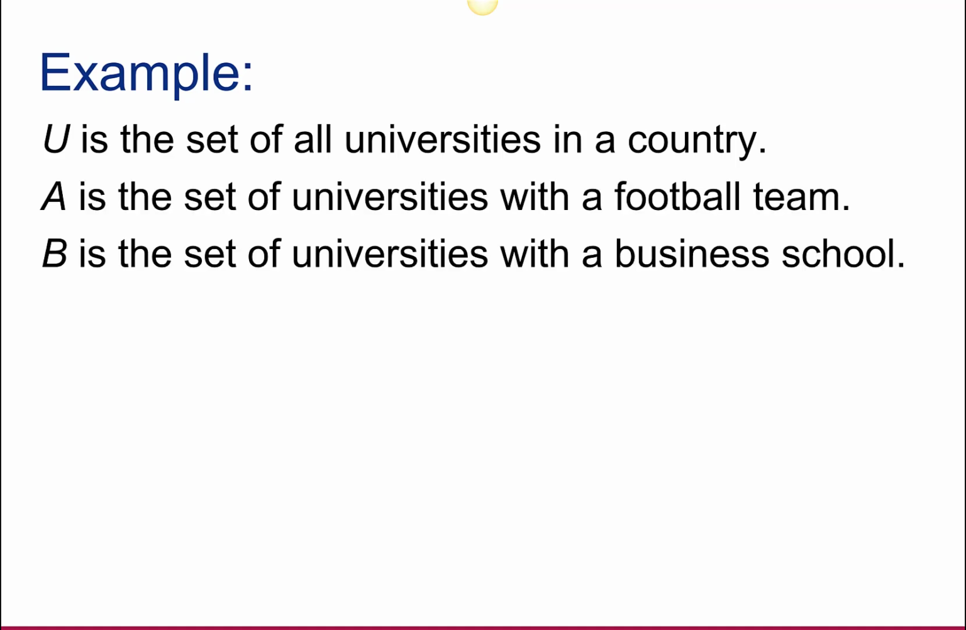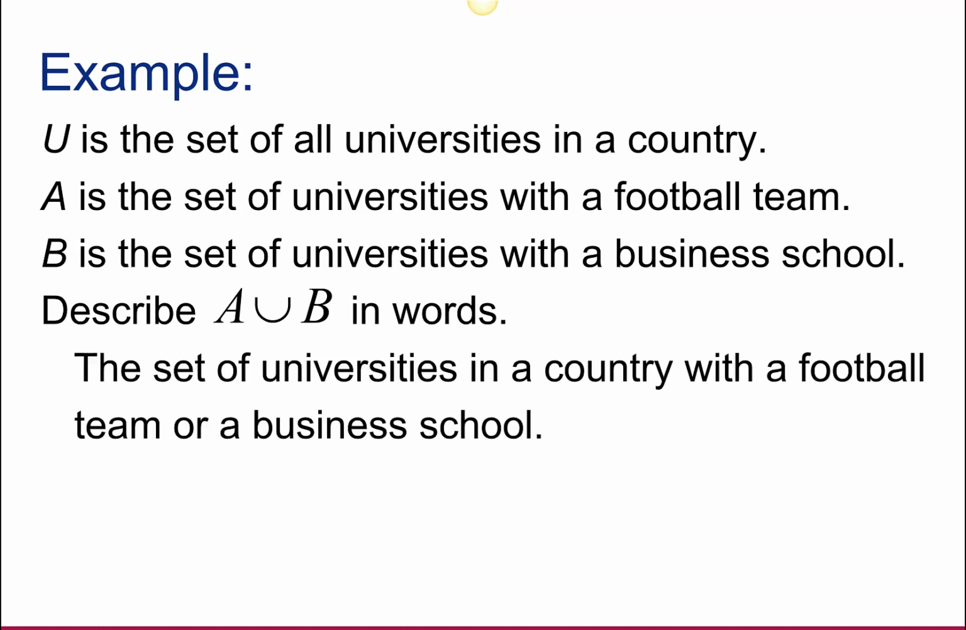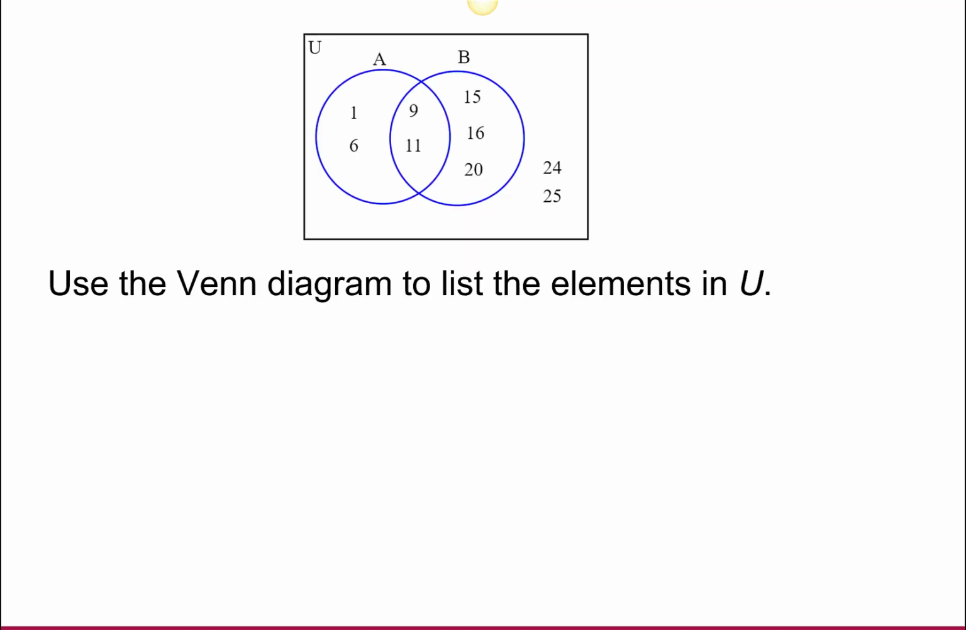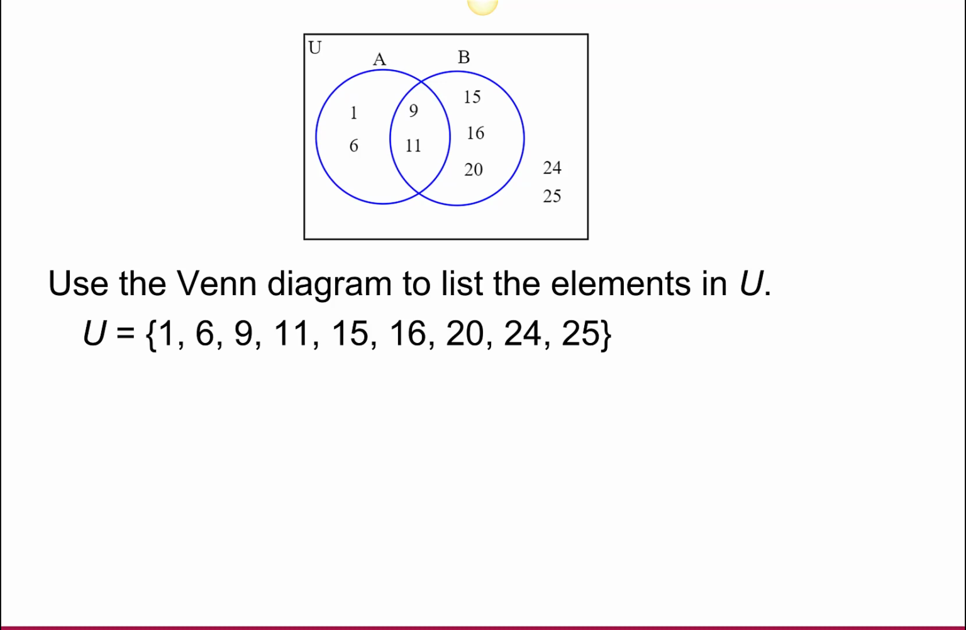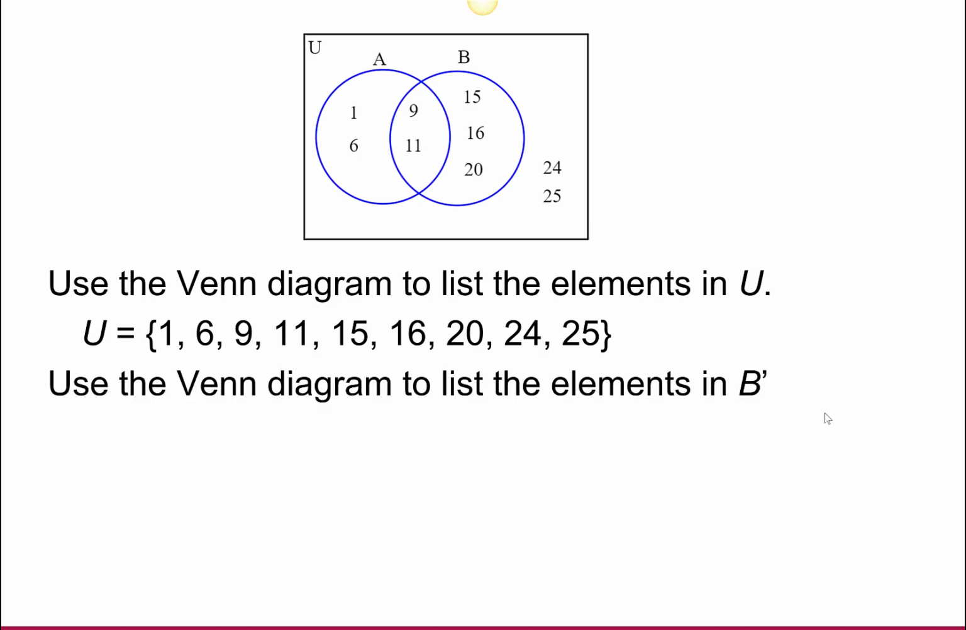Let's go back to the university example again, and let's work here with some union. So describe A union B here. So A union B would be the set of universities in a country with a football team or a business school. Use the Venn diagram to list the elements in the set U. So U is all the elements that we see in the Venn diagram. And if we look here, 1, 6, 9, 11, 15, 16, 20, 24, and 25.